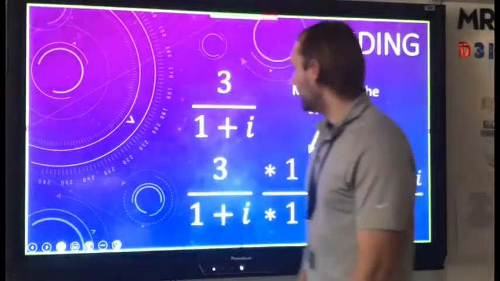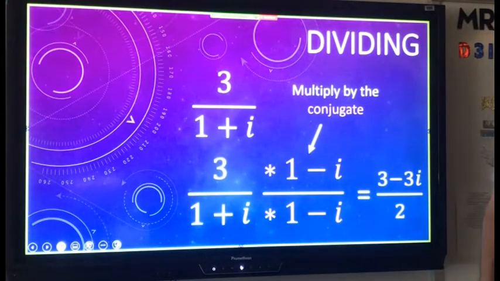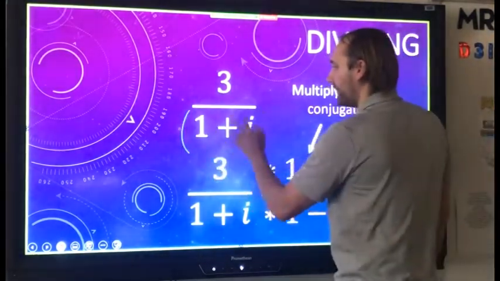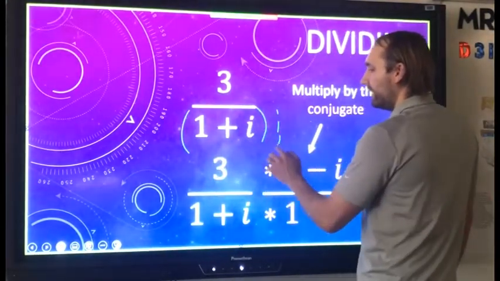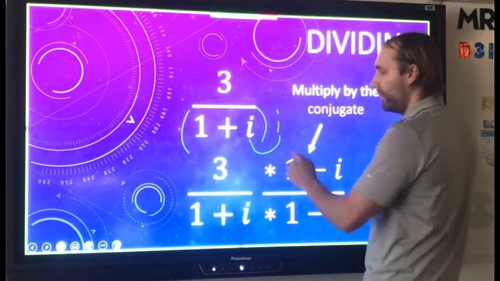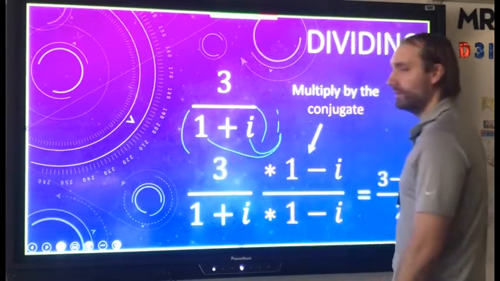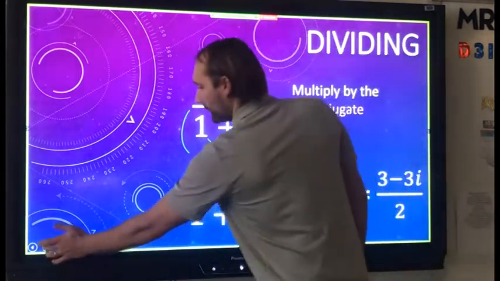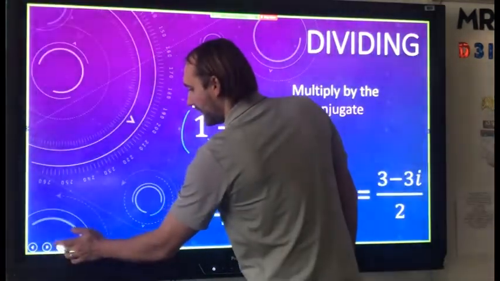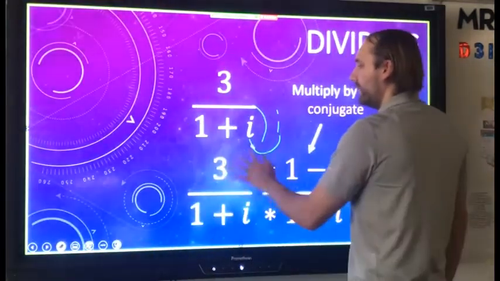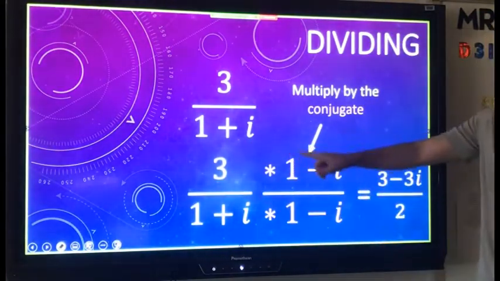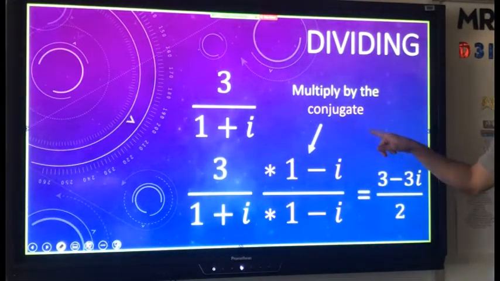Now, if you get a complex number in the denominator, it's not as simple as multiplying by i. Because even though I get i times i, and that's -1, I also get this i times 1, and I still have an i in the denominator. So just like with the radicals, we need to multiply my complex number by the conjugate.